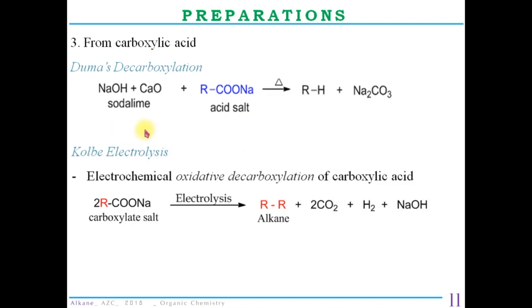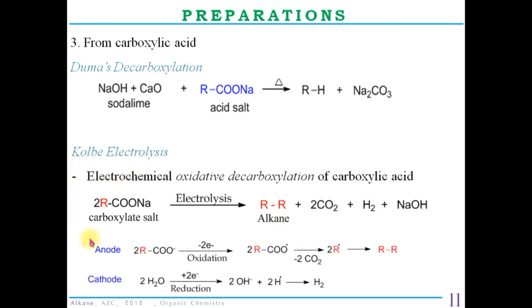The second method is Kolbe electrolysis. It is electrochemical oxidative decarboxylation of carboxylic acid. Here is the reaction where upon electrolysis of carboxylate salt, it is converted into alkane with the liberation of carbon dioxide and hydrogen gas. If you say electrolysis, there is cathode and anode.